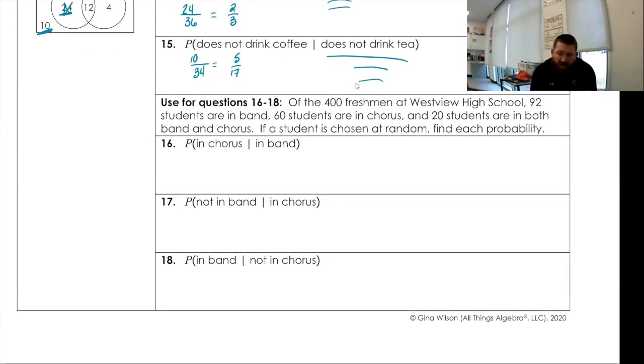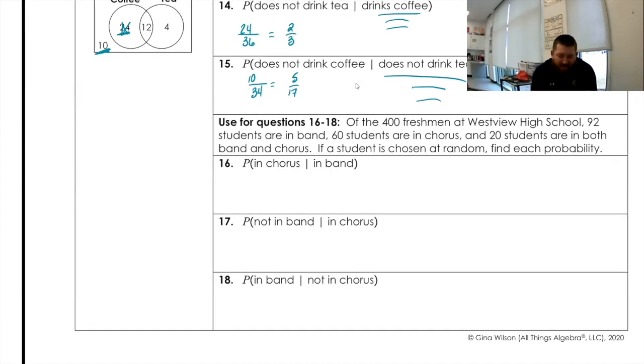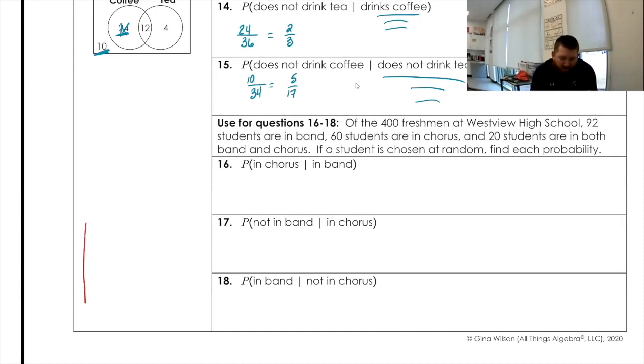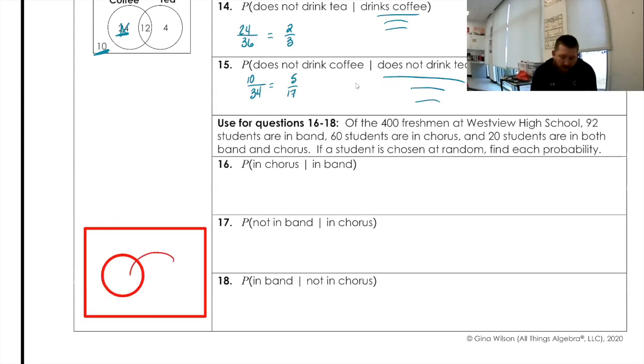All right, now we get to make our own Venn diagrams, which I know is our favorite thing in the world. So we're going to go ahead and do our universal set. I've got a circle here. I've got a circle here. Oh my goodness. I'm only making it worse.